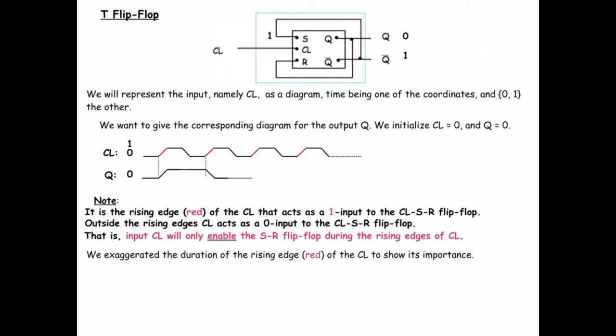But we can continue. Right? So again, there will be no changes until the next ramp 1, until clock has a 1 signal again, which happens here. And that is when Q will change again. And now it'll switch to 1.